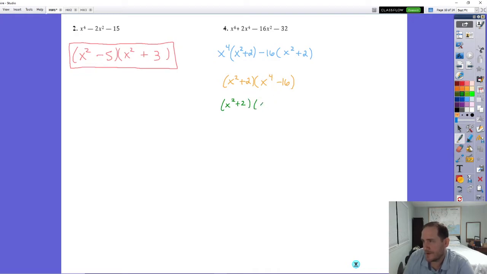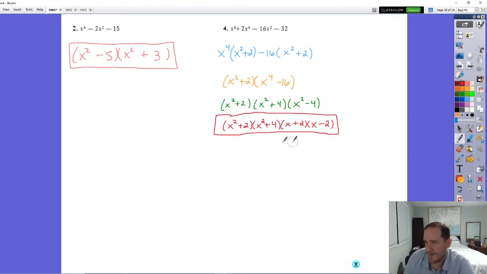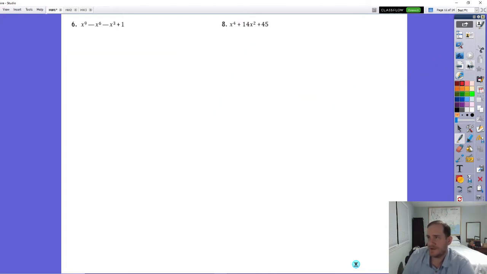This, however, factors down to x squared plus 4, which as a sum of squares doesn't factor, but our other factor is x squared minus 4, which as a difference of squares factors more. So you're going to have an x squared plus 2, an x squared plus 4, and then an x plus 2 and an x minus 2. Again, order doesn't matter, but make sure I'm getting all 4 of those factors. Quadratic, quadratic, linear, linear. Now 6 and 8.